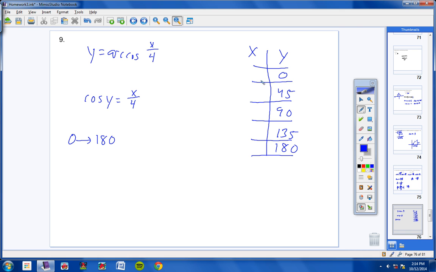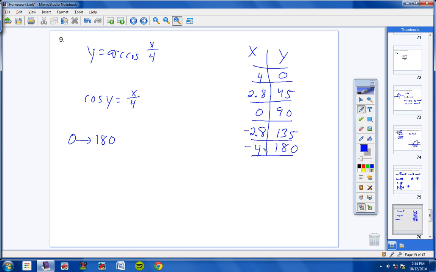Now if you put 0 in for y and solved, you would get 4. If you put 45 in for y and solved, you get 2.8. If you put 90 in for y and solved, you would get 0. If you put 135 in for y and solved, you get negative 2.8. If you put 180 in and solved, you get negative 4.